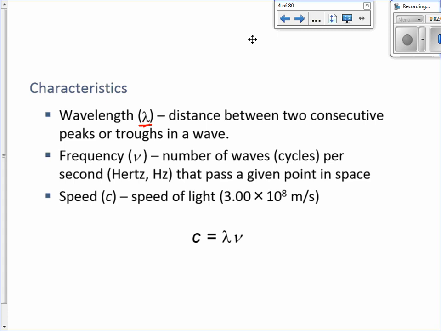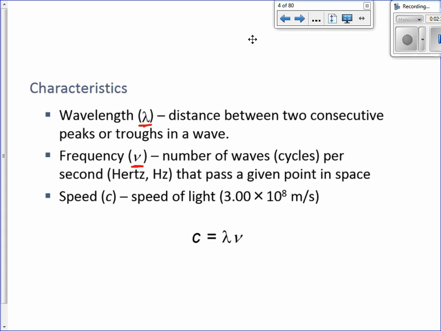Frequency, which is this italicized v here, is the number of waves or cycles per second, also known as hertz. So 1/second is the same thing as hertz. And it passes a given point in space. So it's really the oscillations of the waves. Oscillations, okay? And then the speed is always the speed of light.